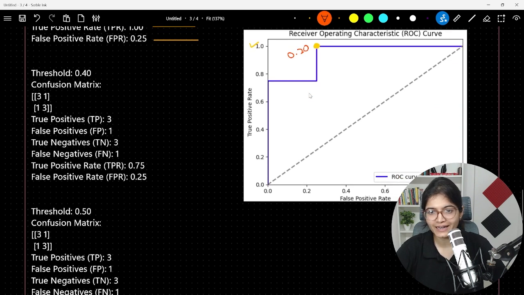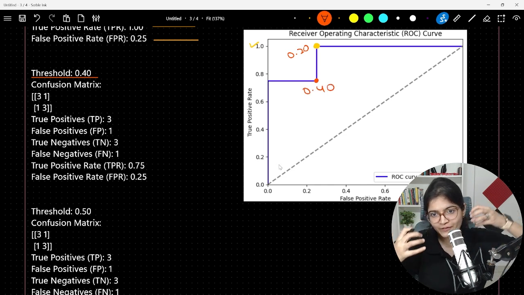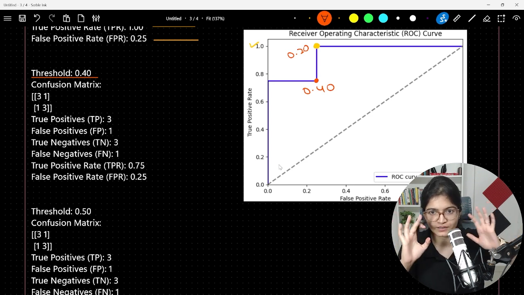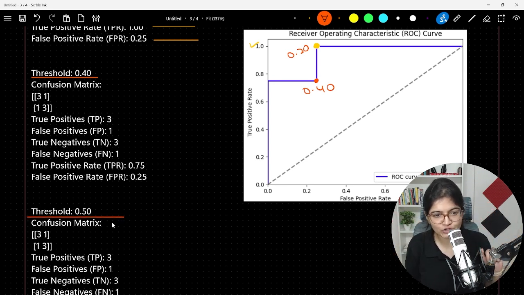Similarly, what will happen when the threshold changes to 0.40? What is the value of TPR and FPR? TPR is 0.75 and FPR is 0.25. So this is the point that we are getting where the threshold is 0.40. So at every moment when we change the threshold, we are trying to plot these points, okay? Similarly, you can see threshold 0.50.